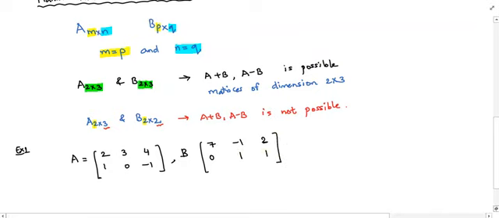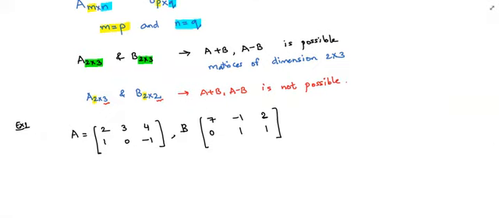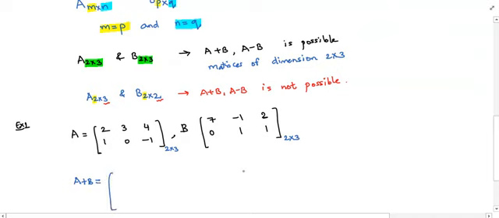Now first of all we should check whether it is possible to add the two matrices or not. This is a 2 by 3 matrix because it has 2 rows and 3 columns. Similarly, B is also a 2 by 3 matrix. So it is possible to add them. As I said, when you add them, you will get a matrix of the same dimension. So it will again be a matrix of order 2 by 3, having 3 columns and 2 rows.